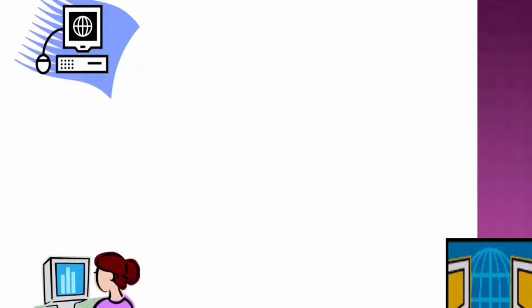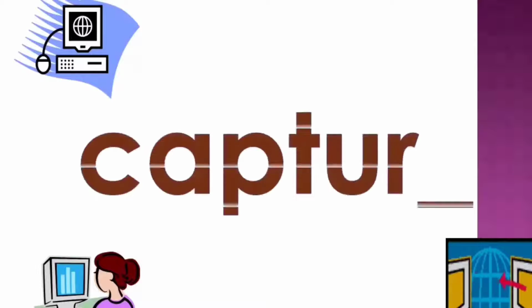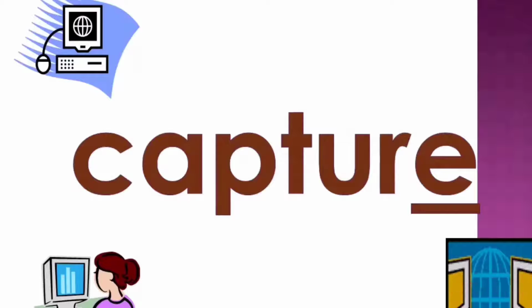And the missing letter is O. The next word is capture. Capture. What do you think is the missing letter? Yes, and the missing letter is E. This is how you spell capture.